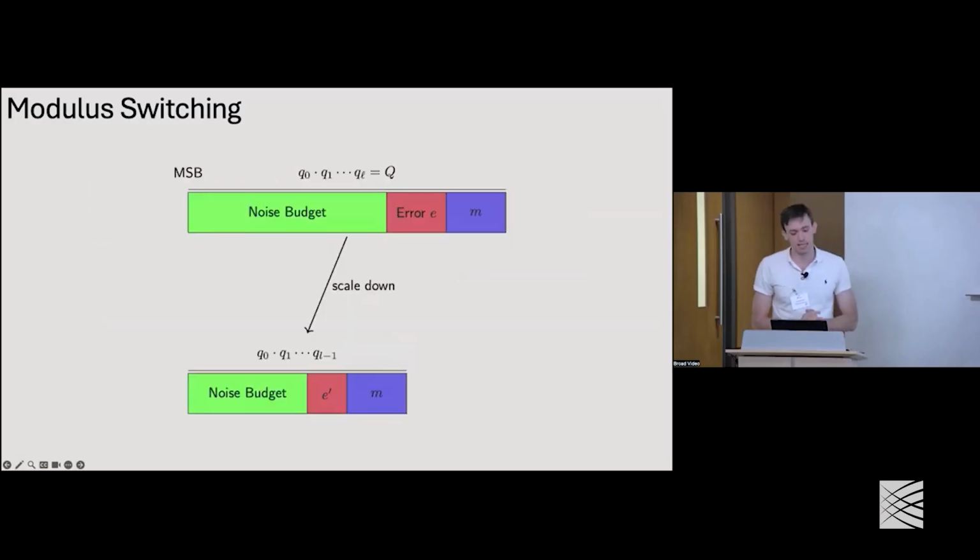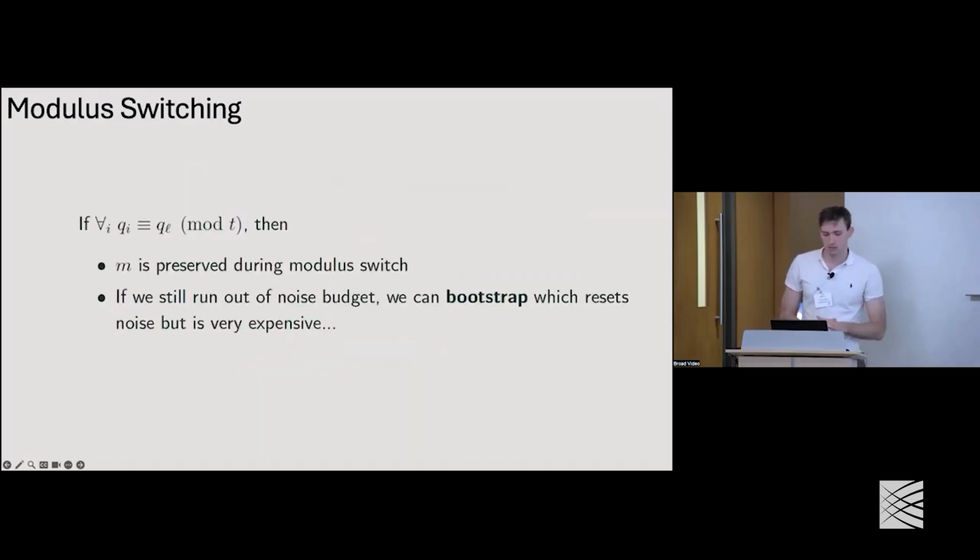What's nice about this is that if we're smart about how we choose this ciphertext modulus chain, then when we do this scaling down operation, we actually preserve our original message, but the error kind of decreases and our ciphertext gets smaller. And this is that property that I was talking about. We can still run out of noise budget, and then we would have to perform what is known as a bootstrapping operation, which kind of resets the noise, but it's extremely expensive. Okay, that was a lot.